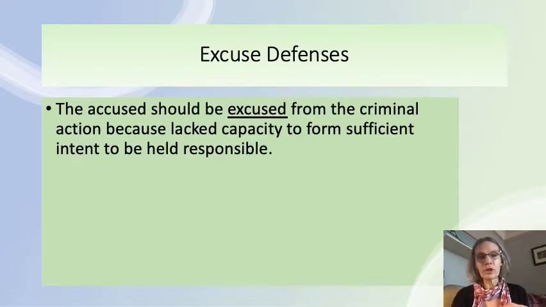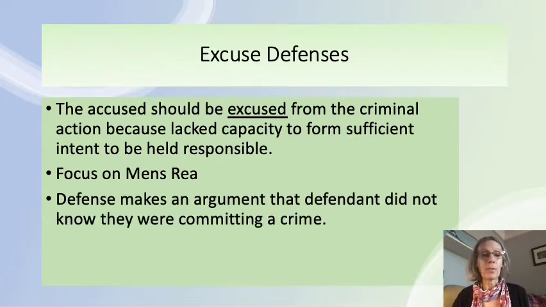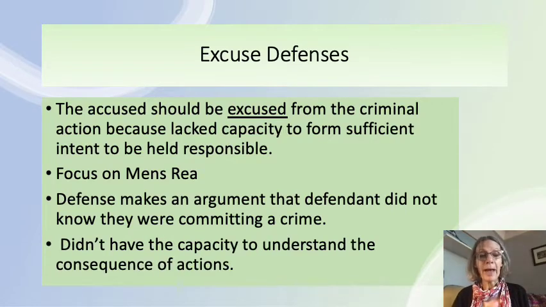Okay, so the excuse defenses say that the accused should be excused from the criminal action because they lacked the capacity to form sufficient intent to be held responsible. In other words, they just did not have the capacity, for whatever reason, to understand the consequences of their actions. And so the excuse defenses focus on mens rea, the criminal intent, the criminal mind. Basically the defense is making an argument that the defendant didn't know that they were committing a crime, or that they didn't have the capacity to understand the consequences of their actions.